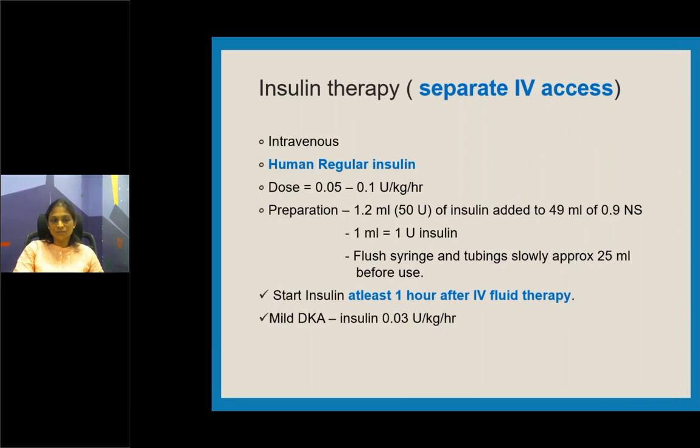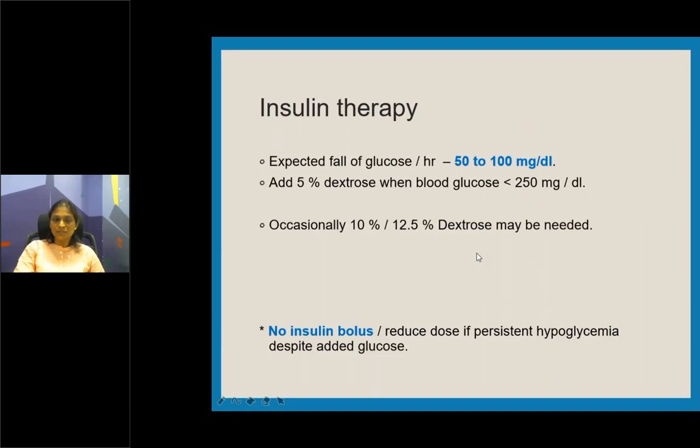And always start insulin at least 1 hour after fluid therapy, because the primary aim is restoration of the circulatory volume. Then comes the correction of hyperglycemia and reversal of ketoacidosis. In a mild DKA, this insulin infusion can be started at an even lower dose, like 0.03 units per kg per hour, or we can directly use a sliding scale insulin.